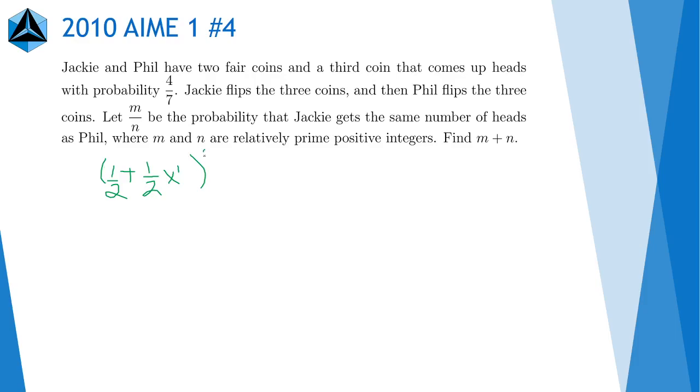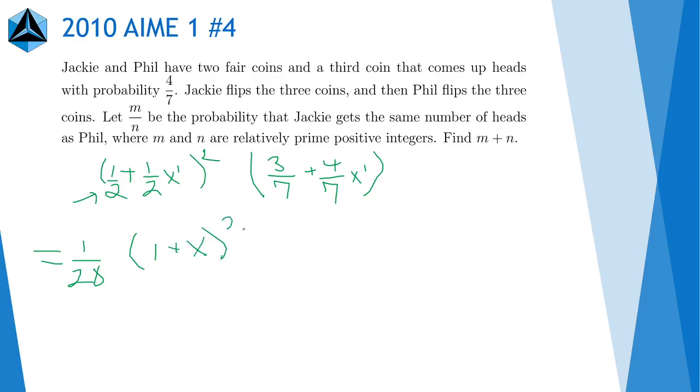Now we can square this since there are two of these fair coins, and there's a third coin that comes up heads with a probability of 4/7. Well, we roll tails with a probability of 3/7, and we roll heads with a probability of 4/7. And so we add to our count of heads if we roll heads, and that happens with a probability of 4/7. Now to make this much cleaner for ourselves, we can factor out the fractions. We can factor out 1/2 squared from this side and 1/7 from here, and we get that this is equal to 1/28 of (1 plus x) squared times (3 plus 4x).